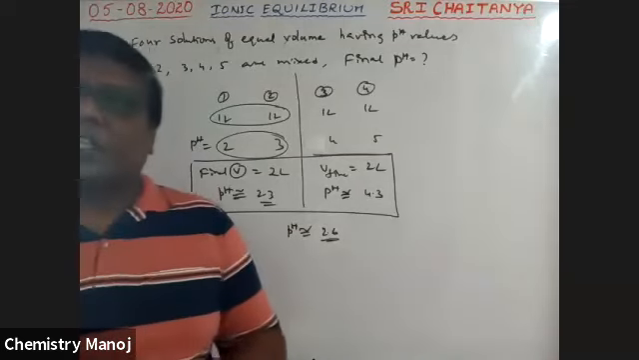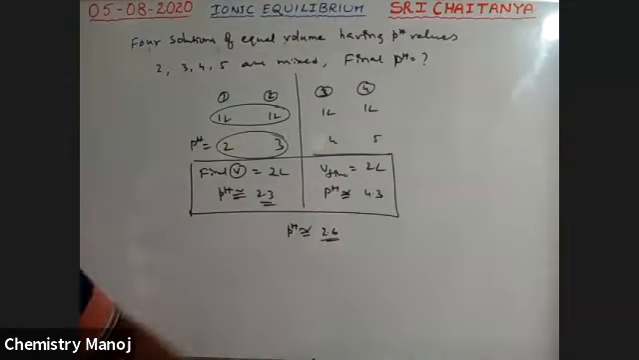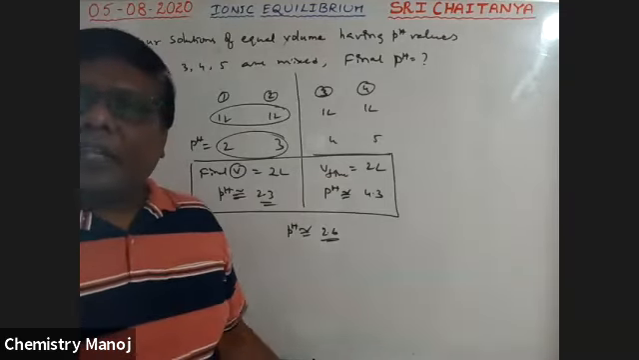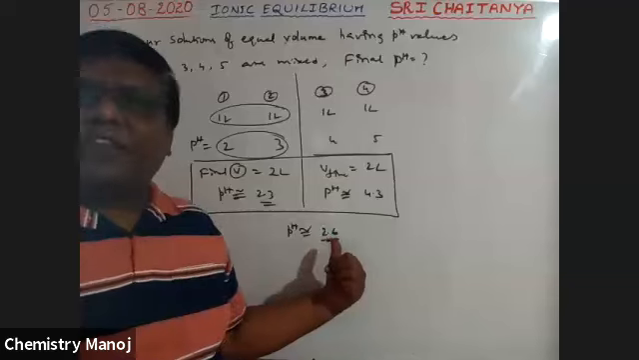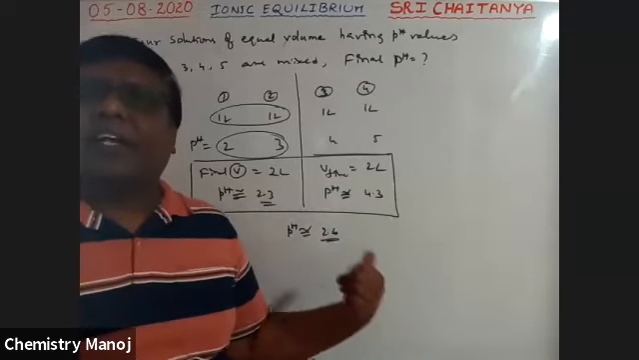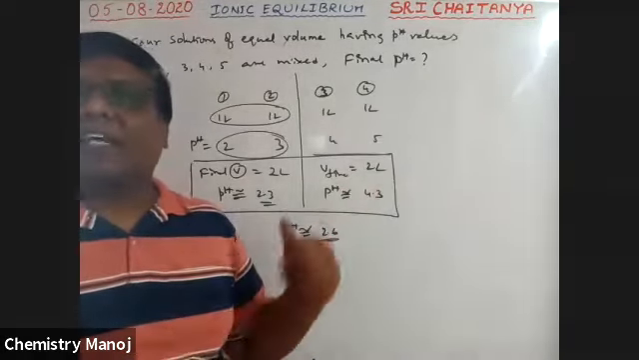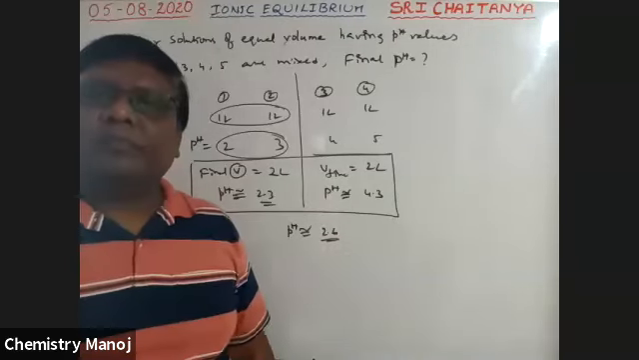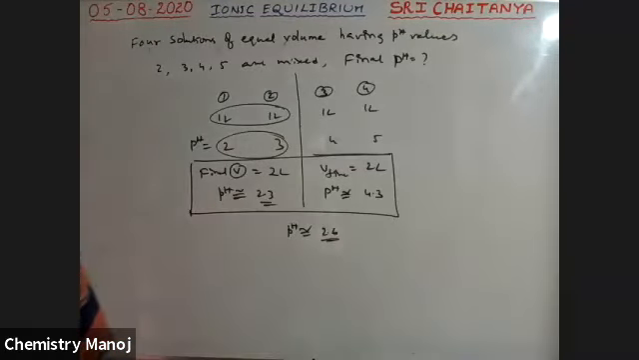Final pH, roughly the answer is 2.6, not 2.3. That is 2.5653, like this. Exact calculation, just like in the previous case. Please calculate yourself. Okay.